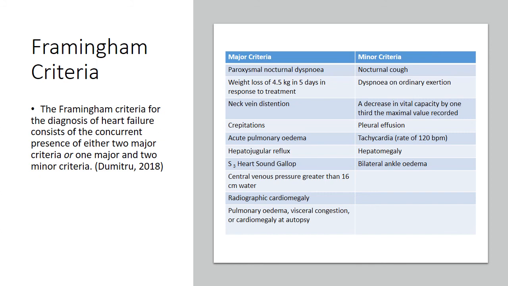So for example, if a patient has paroxysmal nocturnal dyspnea and neck vein distension, then they have two major criteria, and this is going to give us a high index of suspicion for heart failure. Whereas if they were to have the third heart sound, so we've got this S3 heart gallop here, and then two of our minor criteria such as tachycardia and a nocturnal cough, then that might equally increase our suspicion of heart failure.